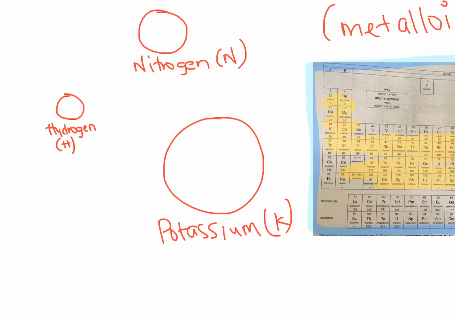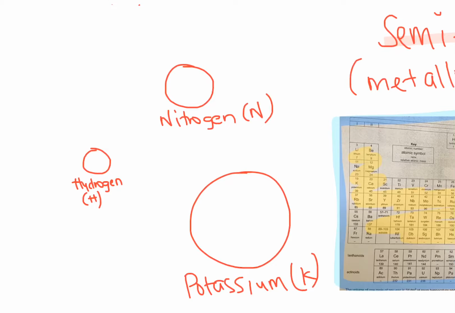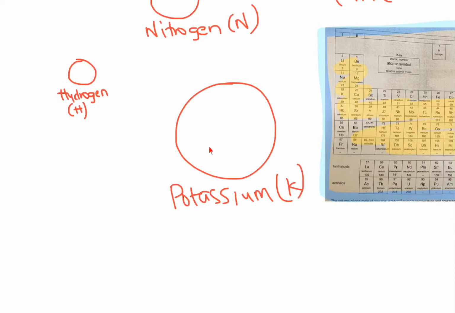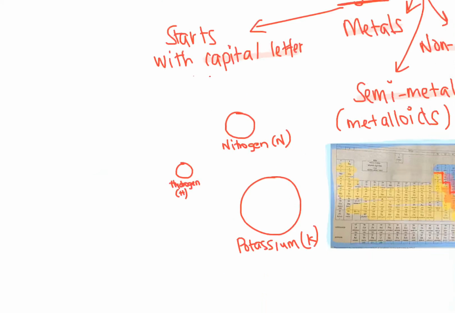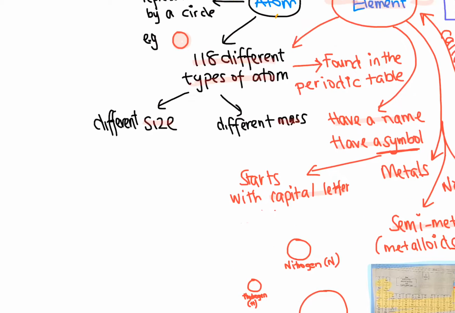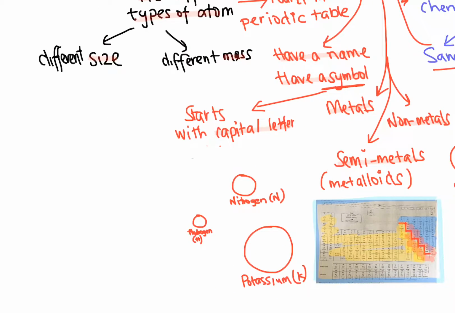All right. And we're going to use a circle to represent each of these elements. So you are going to have 118 different types of circles and 118 different types of masses for these elements. So I've chosen to show hydrogen element, nitrogen element, and potassium element as atoms here. So they are atoms, just shown by a circle.